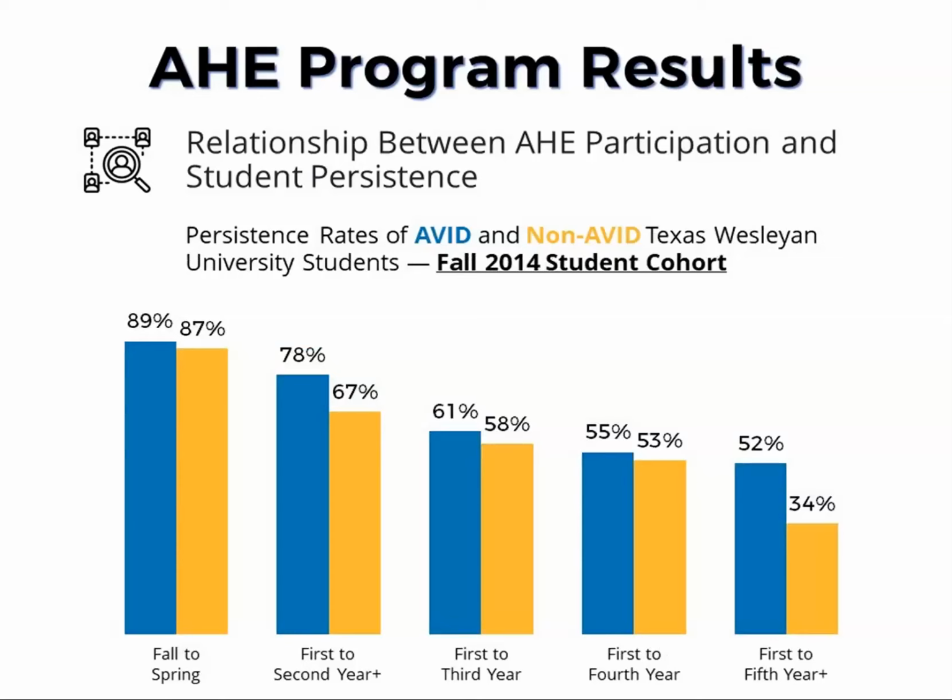And now for Texas Wesleyan students, the fall 2014 cohort. Again, a lot of times in the fall to spring, we didn't tend to see big differences. Most of the students tended to come back. But where students started to drop out, they were dropping out at higher rates for the non-AVID students than the AVID students. And the first to fifth year persistence at Texas Wesleyan, and this does include students that achieved their bachelor's degree in 4 years, there was a 52% to 34% difference in the final calculation from first to fifth year at Texas Wesleyan for the very first cohort of students.